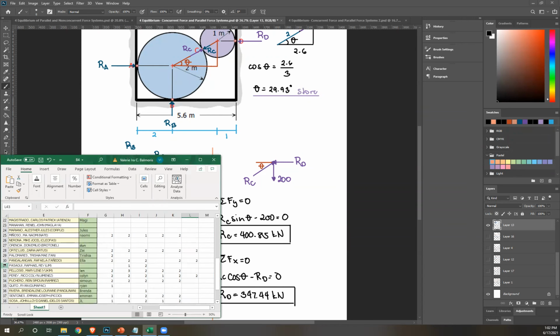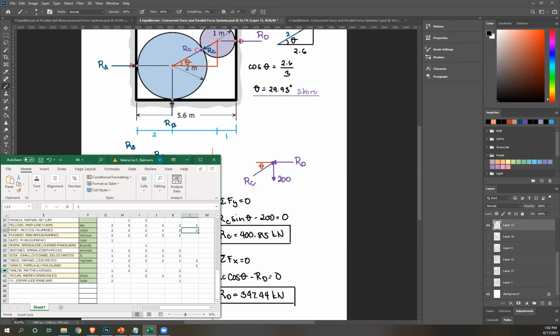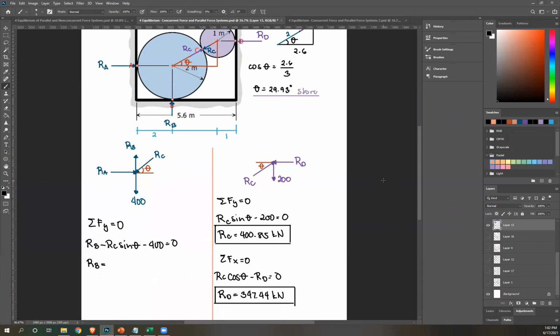Correct, Marilyn. Correct, Matthew. It's 600, a whole number. Again, if you use the stored values of this, we'll get the whole number, which is 600. 600 unit kilonewton.